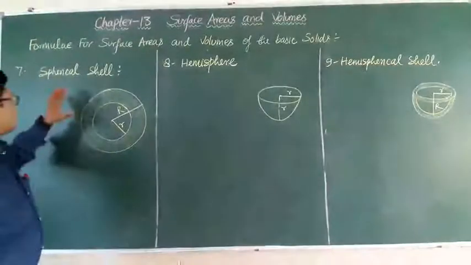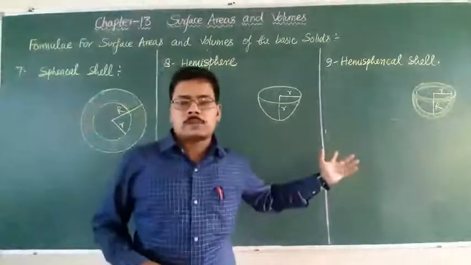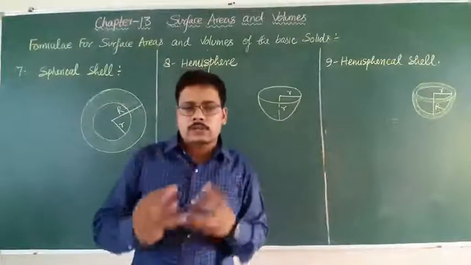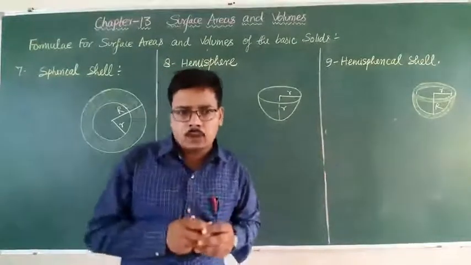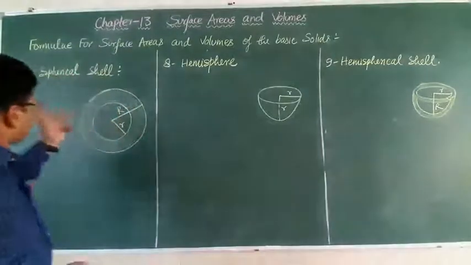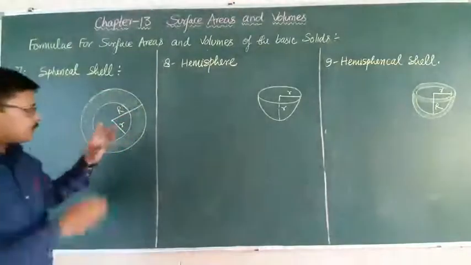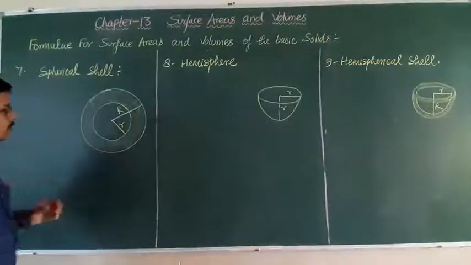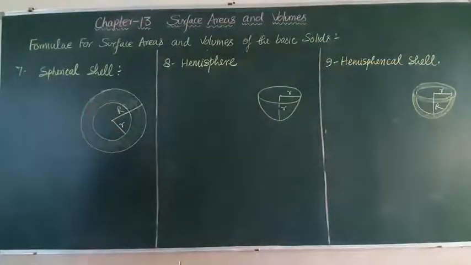Next shape is spherical shell. You know spherical shell? Sphere आपने देखा? Spherical shell, that means a sphere which is hollowed from inside. Okay? Suppose this is the hollowed sphere, means it is closed from outside but it is hollowed from inside. Okay? Suppose internal radius is small r and external radius is capital R.